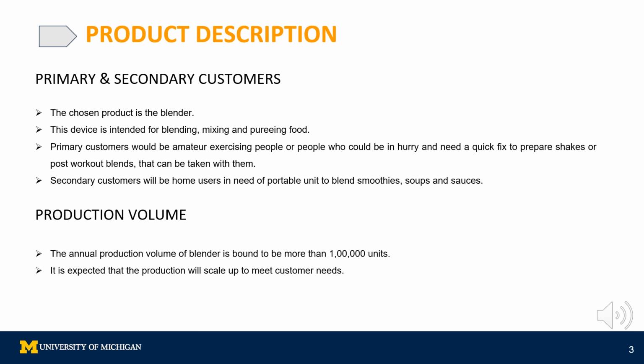Product description. We chose a blender designed for two customer groups. The primary customers are athletes needing quick shakes, while the secondary customers are home users wanting portable options for smoothies and soups. We anticipate annual production will exceed 100,000 units with scalability to meet the demand.